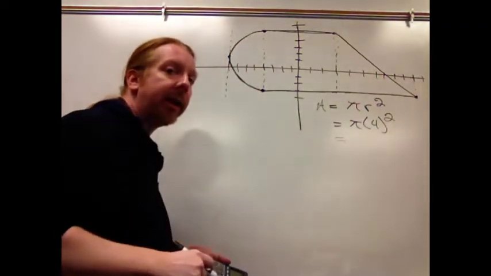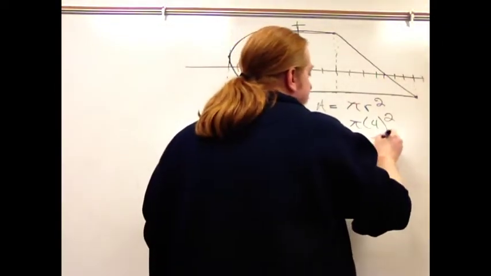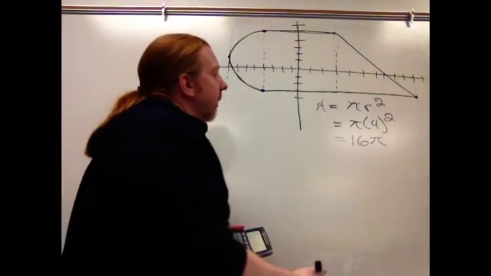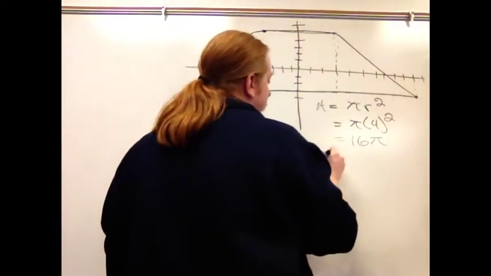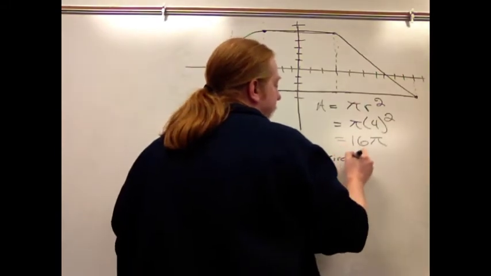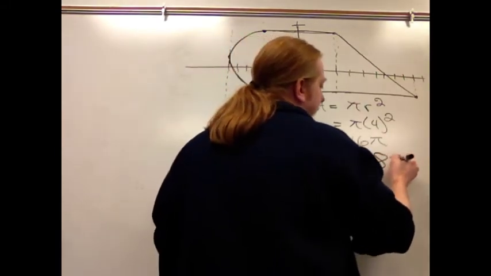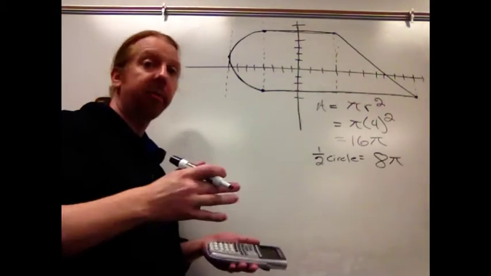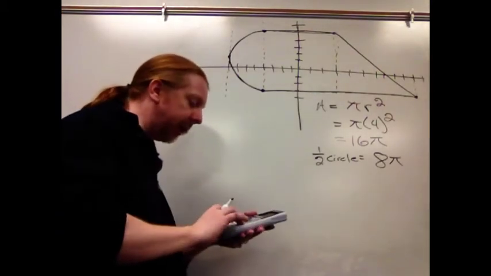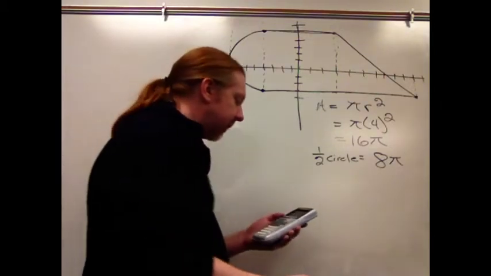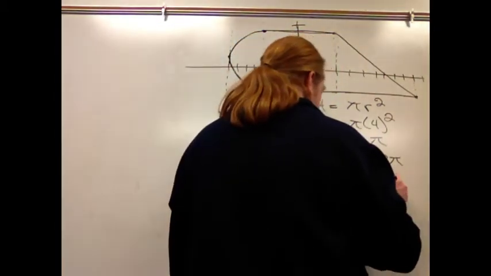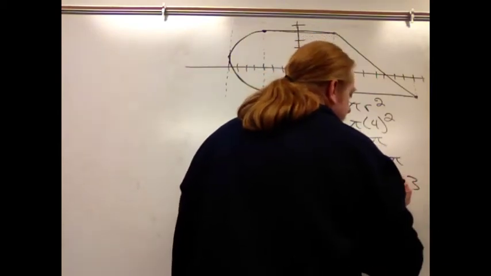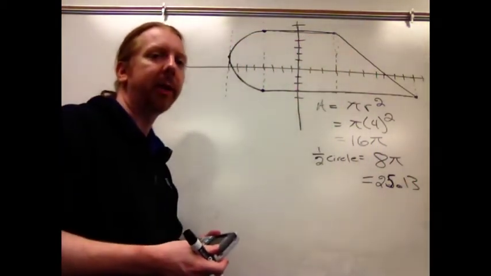When I evaluate that out, I'm going to get 16 pi is my exact value for that area. I only need half of it though. I only want a half circle, so that would be 8 pi as my exact value. Now if you're okay with the decimal approximate, you can put that in your calculator, 8 times 3.14, and that gives you an answer on the order of 25.13. Really comes down to how accurate you need to be.